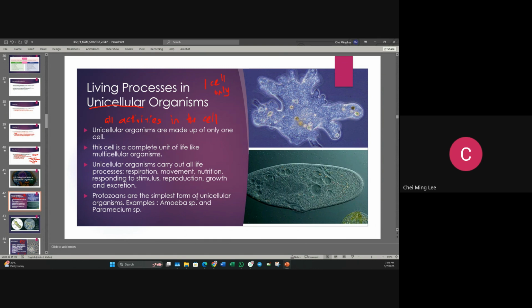Protozoans are the simplest form of unicellular organism, like amoeba and paramecium. This is amoeba. This is paramecium. Protozoa is a kind of bacteria, part of the bacteria. There are actually many types of them. You have fungi, protozoa, I forget the name, I think virus and normal bacteria. There are several levels of that. We will learn this in the chapter after. Okay, so jot this down.